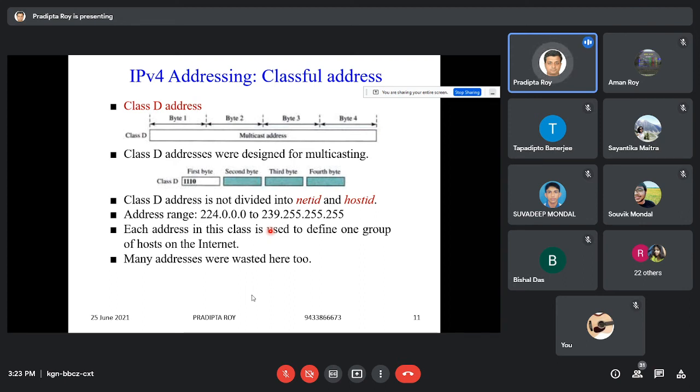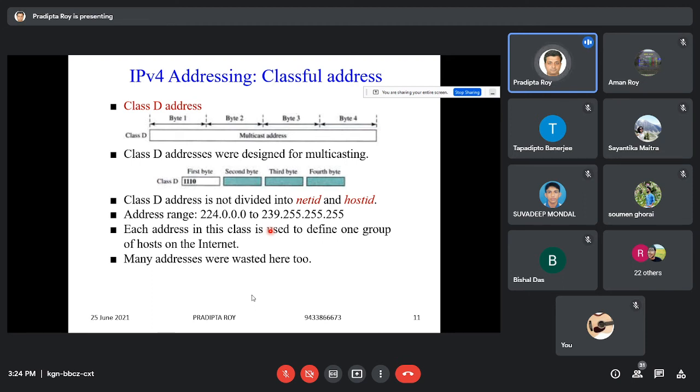multicasting means one-to-many communication, but it is not meant for all. Communication will be established between one and a group of entities or devices. That's why class D address is not divided into net ID and host ID. The address range of class D is from 224.0.0.0 to 239.255.255.255, and it is also calculated in the same way.